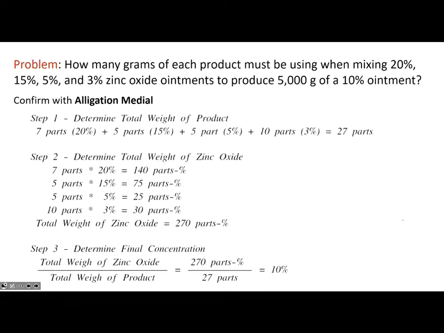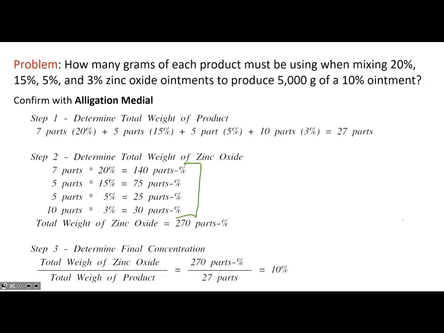So we said 7 parts of 20%, so 7 times 20 is 140. 5 parts of the 15%, 5 times 15 is 75. 5 parts of the 5% gives you 25. And then the 10 parts of the 3%, 10 times 3 is 30. And those are all parts percent. We okay with that? We just determined how much zinc oxide would be in there by using those number of parts times their concentration.